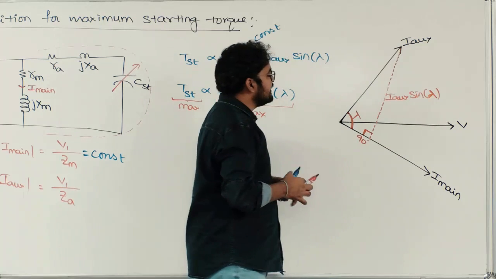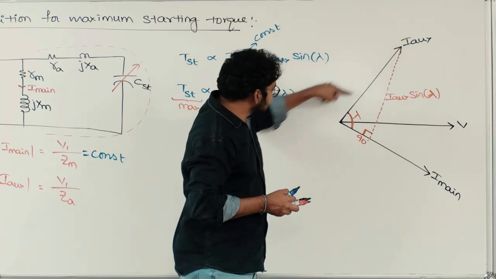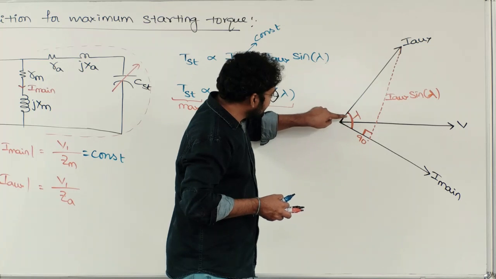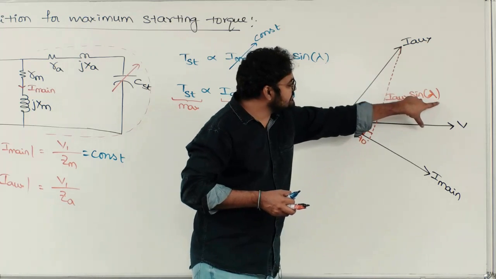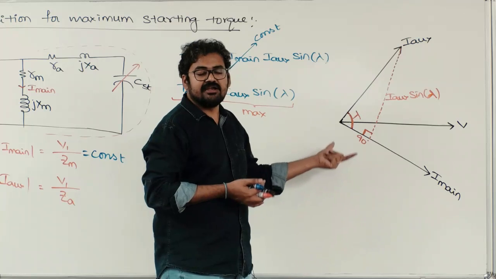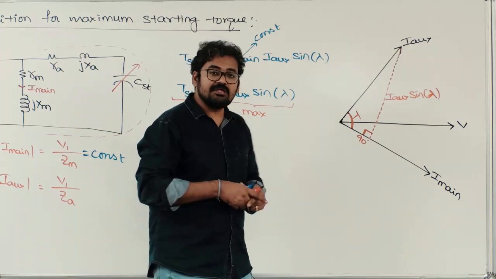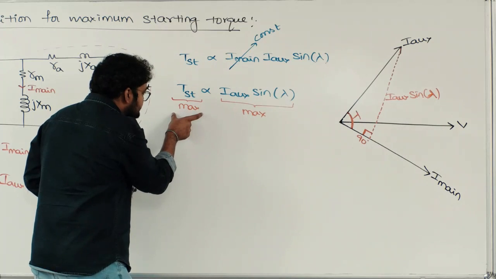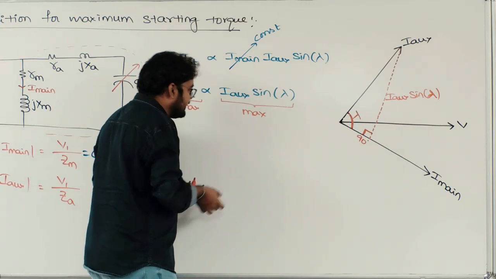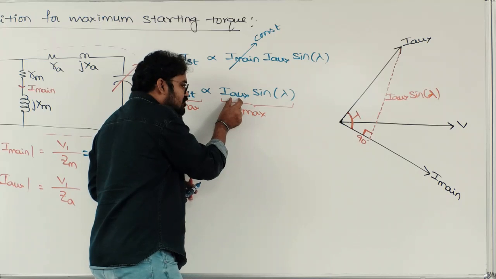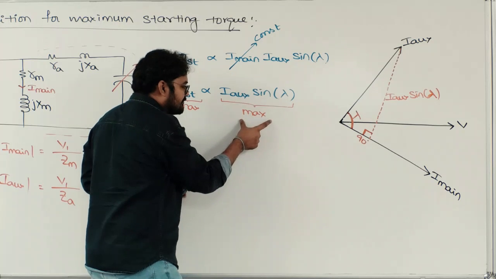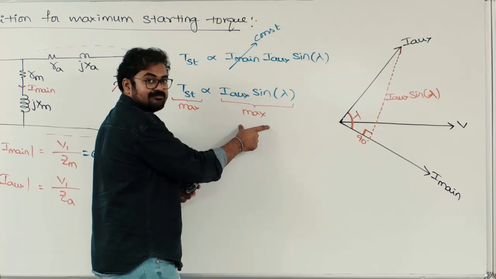I auxiliary sine lambda. So this is I auxiliary, this angle is lambda, then opposite to that it is I auxiliary sine lambda. There is no difficulty here, it is intermediate stuff, just a right angular triangle. Now tell me, to make maximum starting torque, our requirement is auxiliary current should be maximum or this product should be maximum? This entire product should be maximum.